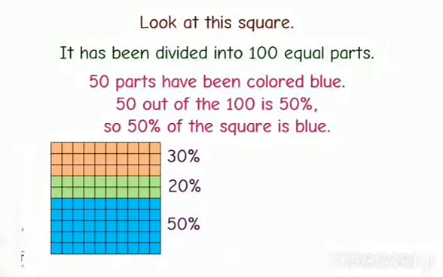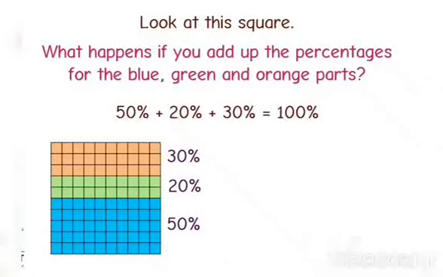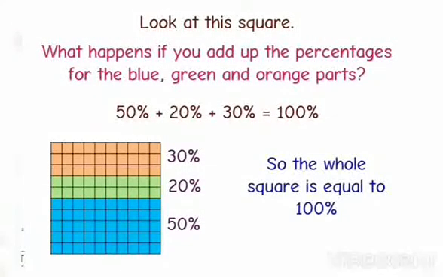50 parts have been colored blue. 50 out of the 100 is 50%. So 50% of the square is blue. What happens if you add up the percentage for the blue, green and orange parts? 50% plus 20% plus 30% is equal to 100%. So the whole square is equal to 100%.